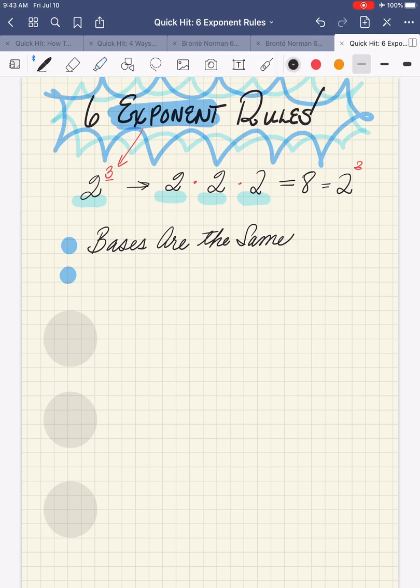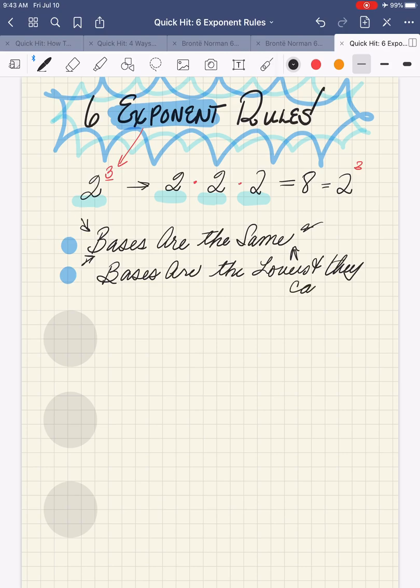The second condition is that we always want to make sure, especially when we're working on the SAT and ACT, that the base is the lowest it possibly can be. So bases are the same, and bases are the lowest they can be.